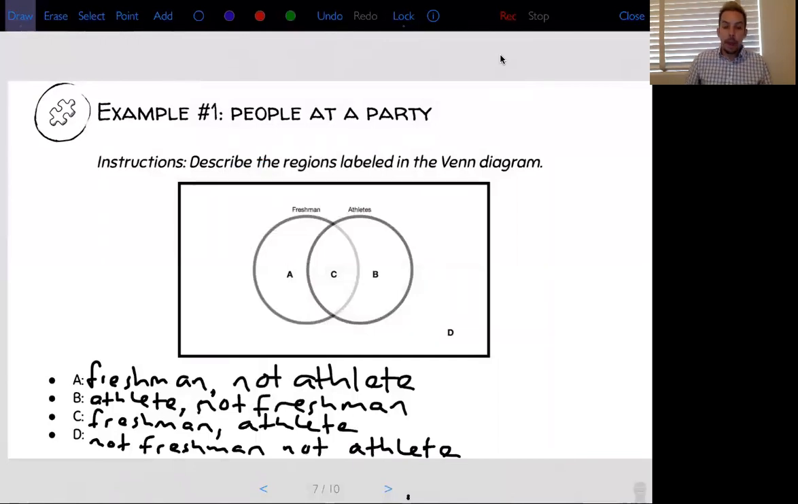And so you may have a problem like this on a quiz or an exam. This is also a good way to kind of practice for 1D, to get prepared for 1D, because part of what we're going to do in the next section is look at certain statements and build our own Venn diagrams. And so I think being able to describe all the regions is a really good practice to get yourself ready for the next section.